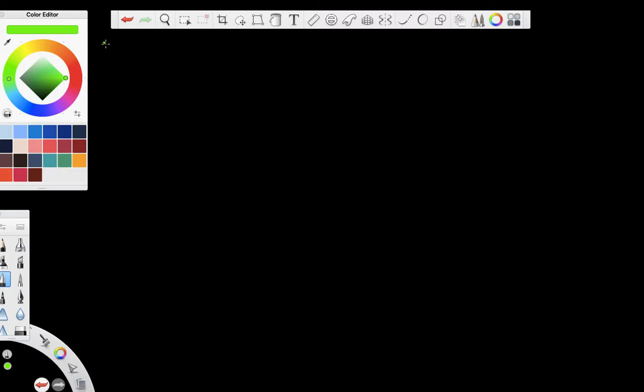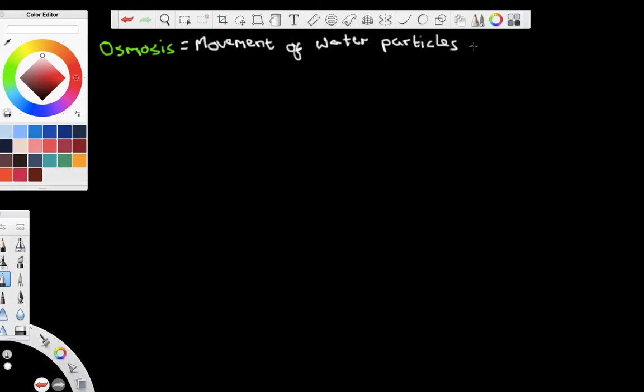going to need, okay? The first one is osmosis. Now, you've probably heard this till the cows come home. However, osmosis is the movement of water particles from an area that is more dilute to an area that is more concentrated, okay? So, osmosis is the movement of water particles from a more dilute area to a more concentrated area.